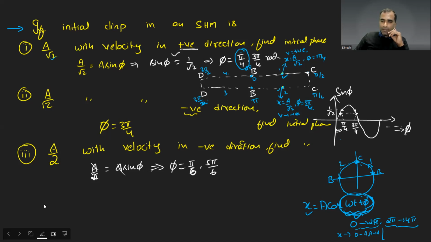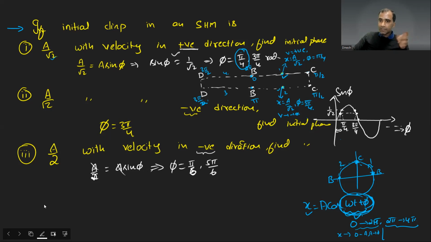Okay, at two places it happens. Now tell me whether the answer is pi by 6 or 5 pi by 6. There are two possibilities for initial phase, but because they have given negative direction: in the positive direction, the phase goes from 0 to pi by 2. In the negative direction, when you go from C to B, that is the negative direction for the positive displacement.